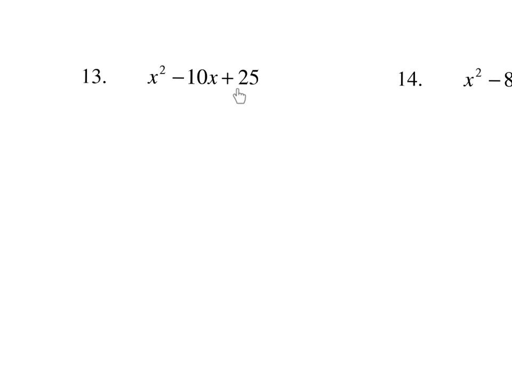Perfect squares, plus sign, we're good. The square root of the first term is x. The square root of the last term is 5. Check the middle term. x times 5 is 5x. Doubled is 10x. Good. Pull down the middle sign, put a square on, you're done. Don't forget to put the square on, because without the square, it's wrong.